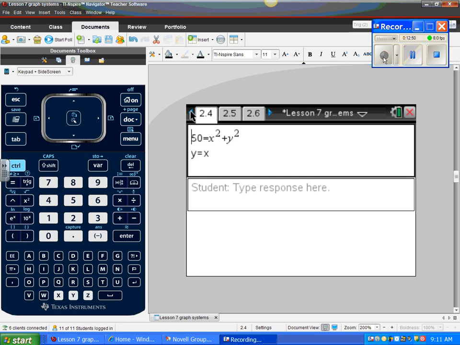Okay, so here's our next one. I've got 50 equals x squared plus y squared and y equals x. So now, are these both y equals? No. So can I set them equal to each other? No. Well, I can, but that'd be way more work than I need to do. What are my other options for solving systems? I don't have to just set them equal to each other. What else can I use?